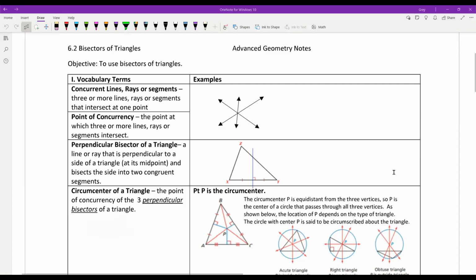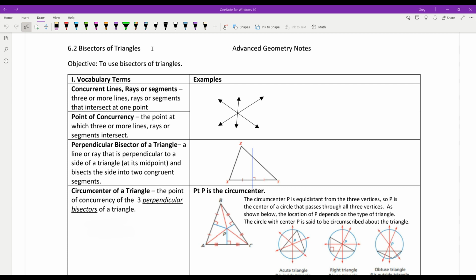Hello again. This is Ms. Nakayama, and today's lesson is 6.2 Bisectors of Triangles. This is when we're getting into some more vocabulary, and this is so important for you to keep it straight. So I can't encourage you enough to think about the vocab as you work through these problems.